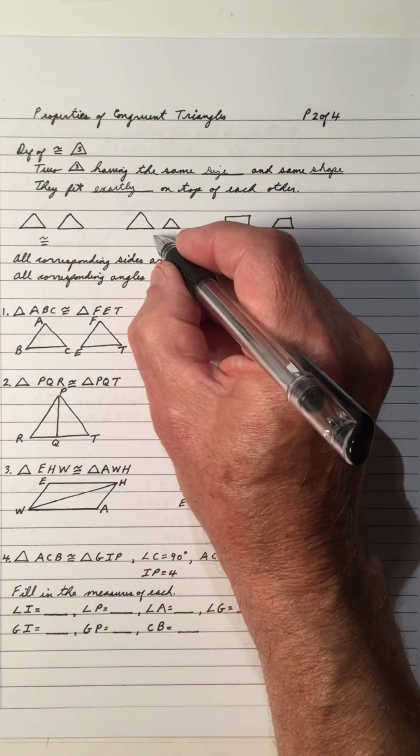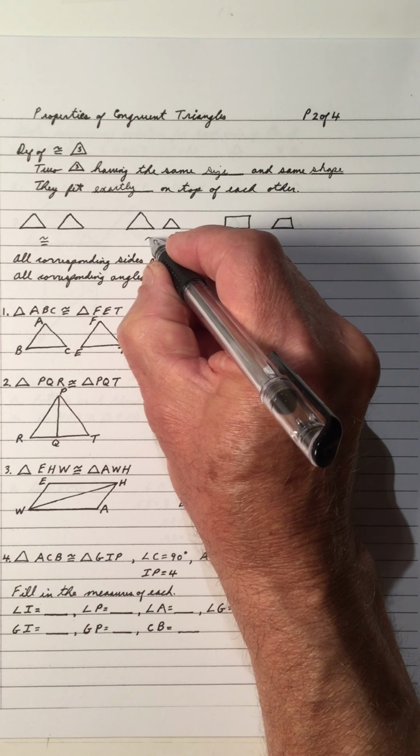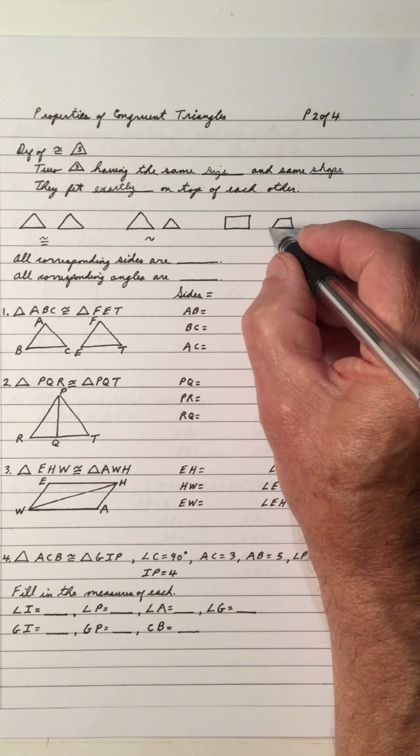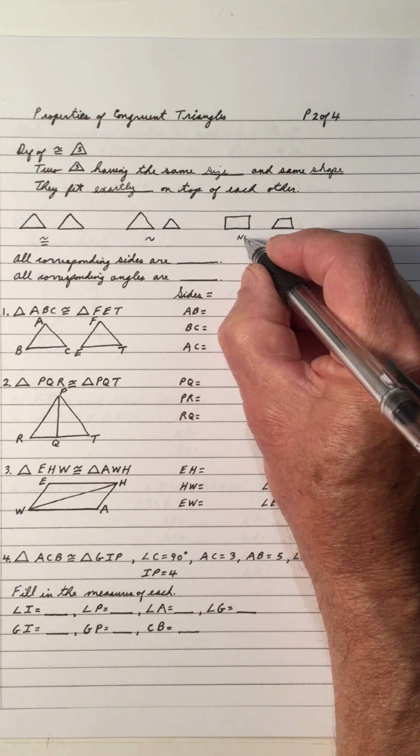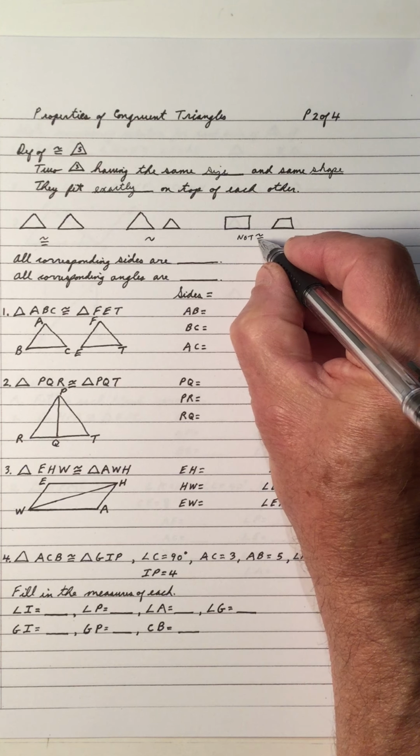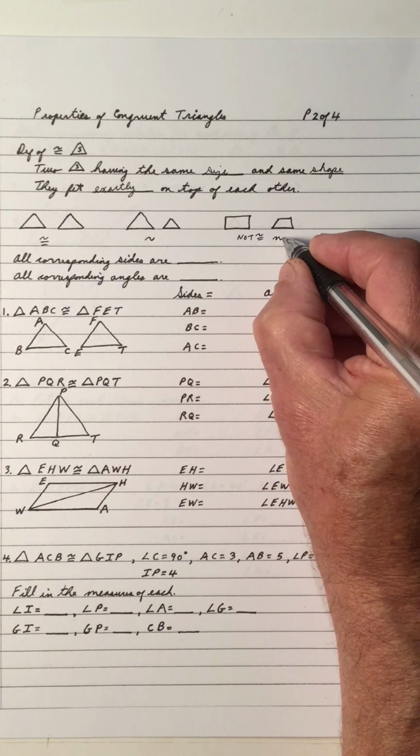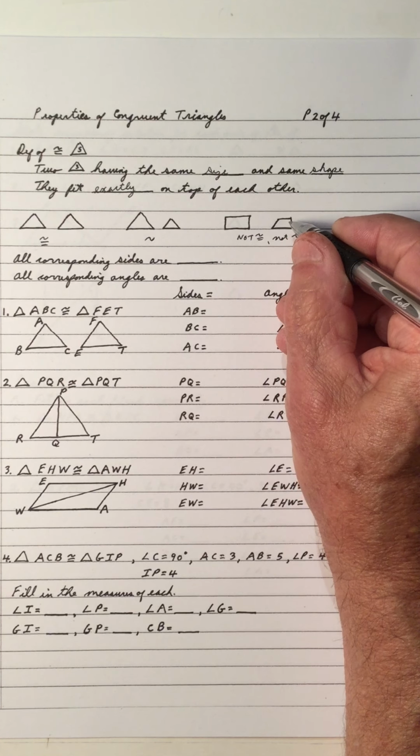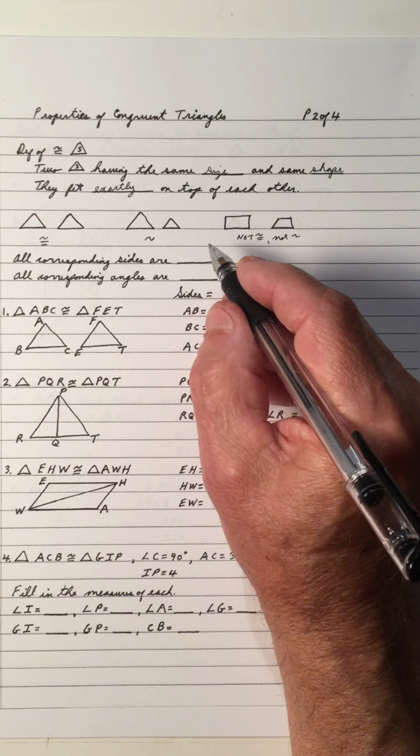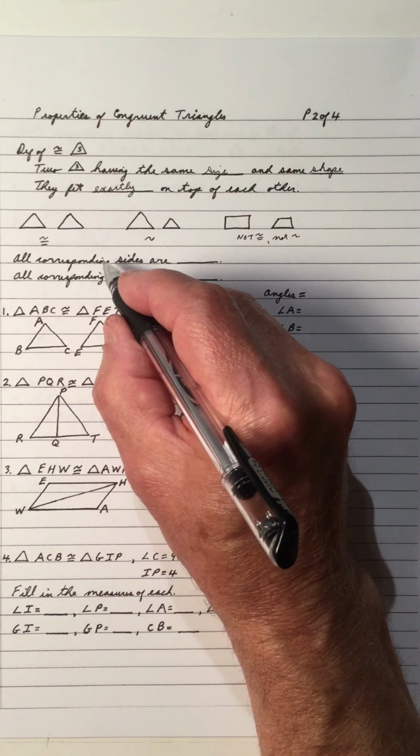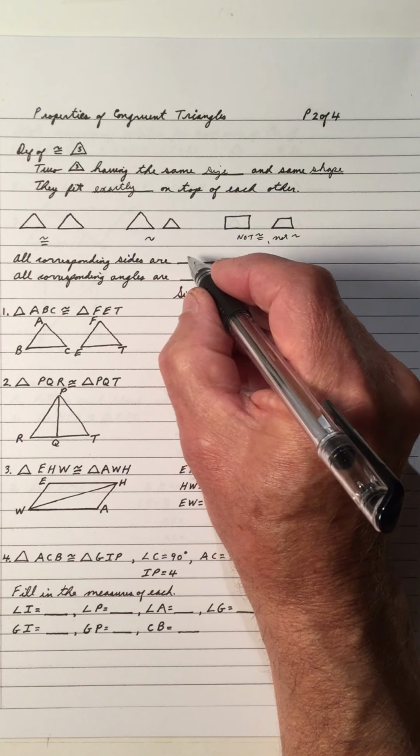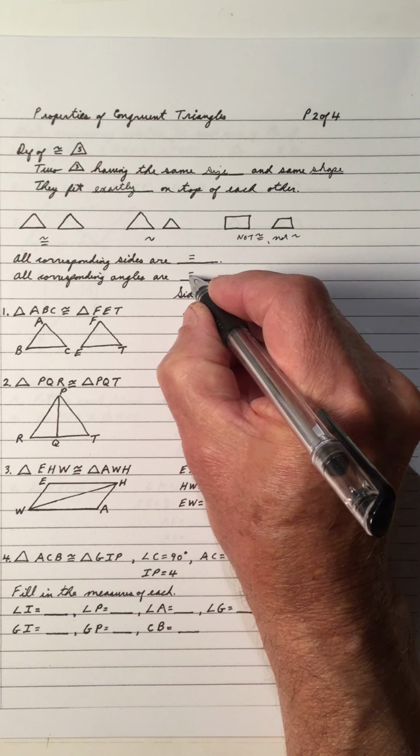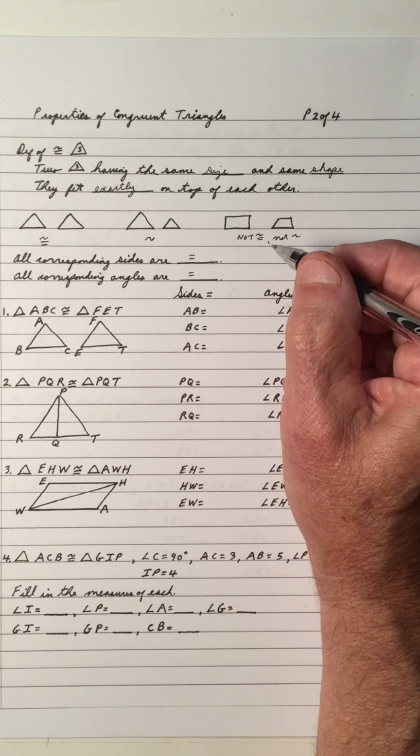These two triangles will not, but they are said to be similar, and this is the symbol for similar triangles. And these two quadrilaterals are not congruent because they won't fit on top of each other, and they're not similar because they don't look the same. And if two triangles are congruent, their corresponding sides are equal or congruent, and the corresponding angles are equal or congruent, whatever way you want to say it.